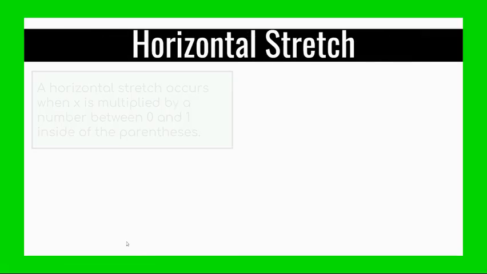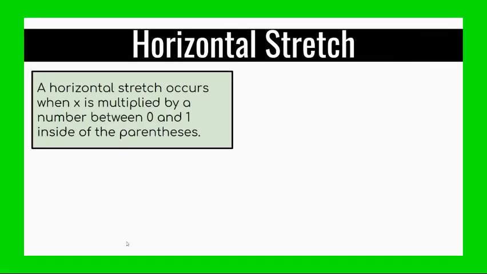All right, a horizontal stretch, again, it happens inside the parentheses, but a horizontal stretch occurs when x is multiplied by a number between 0 and 1 inside the parentheses. Now, if you'll remember, when it was outside the parentheses, if I was multiplying by a number between 0 and 1, that was actually a compression. So like I said before, horizontal is the opposite way of thinking. So this time, if I'm multiplying between 0 and 1, it's going to be a stretch. It's the opposite of what we would do for vertical.